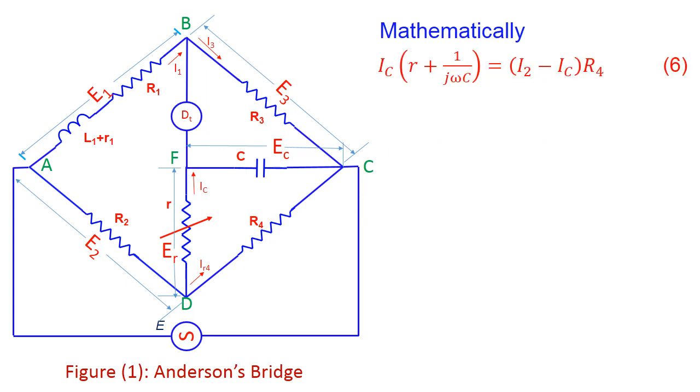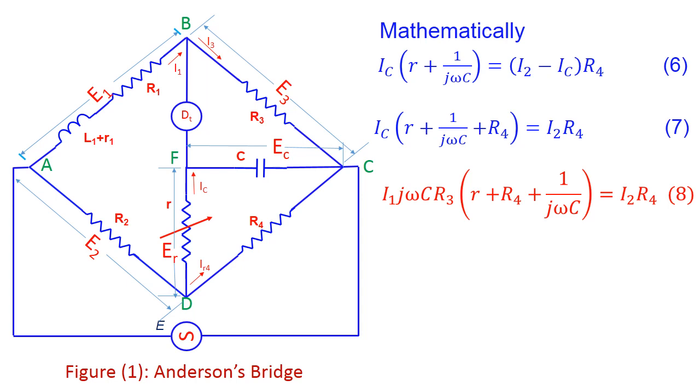Now, equating the sum of voltages across r and C with voltage across R4, we get IC multiplied by lowercase r plus 1 upon j omega C, which is equal to I2 minus IC multiplied by R4. Rearrange equation 6 such that terms associated with IC are on the left hand side while terms associated with I2 are on the right hand side of the equation. That is IC into lowercase r plus 1 upon j omega C plus R4 equal to I2 into R4.